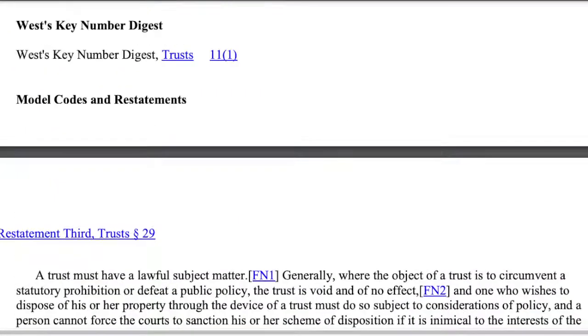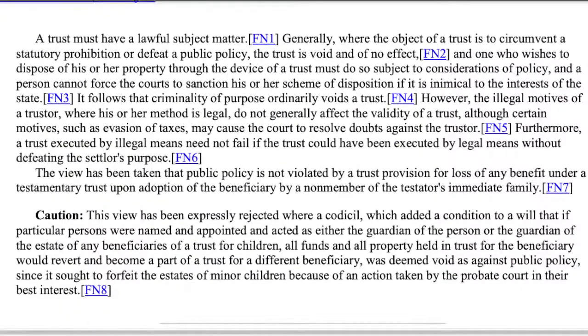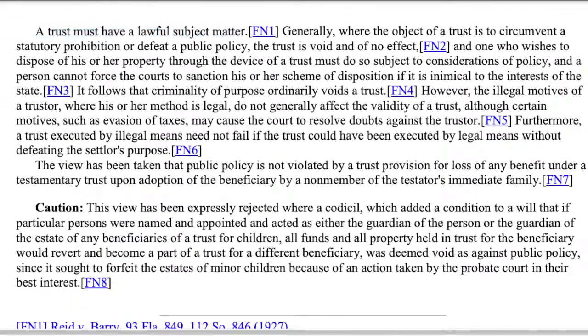So again, we're looking at trust contravening, conflicting with the law or public policy. A trust must have a lawful subject matter. Generally, where the object of a trust is to circumvent a statutory prohibition or defeat a public policy, the trust is void and of no effect. And one who wishes to dispose of his or her property through the device of a trust must do so subject to considerations of policy, and a person cannot force the courts to sanction his or her scheme of disposition if it is inimical to the interests of the state.